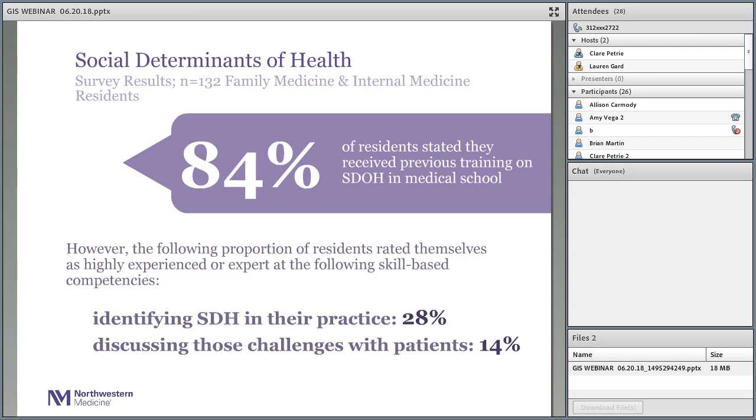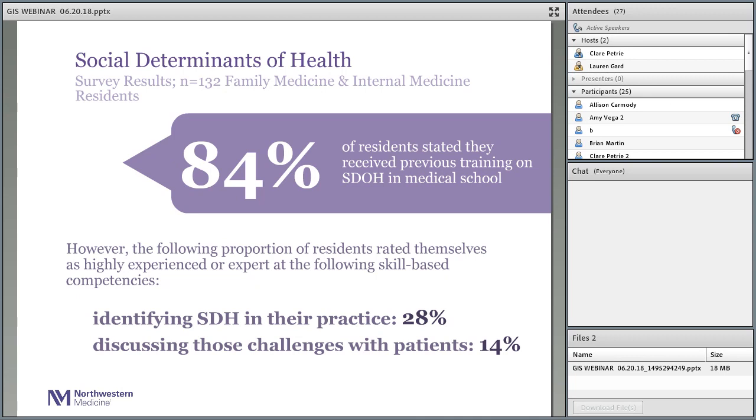There's a lot to accomplish in family and internal medicine residency. You have inpatient and outpatient responsibilities, you've got QI and scholarly projects, leadership. In family medicine, you're catching babies. Maybe you're preparing for fellowships as well, particularly in internal medicine. So there's a lot to do. So if only 28% can identify social determinants of health, is that bad?